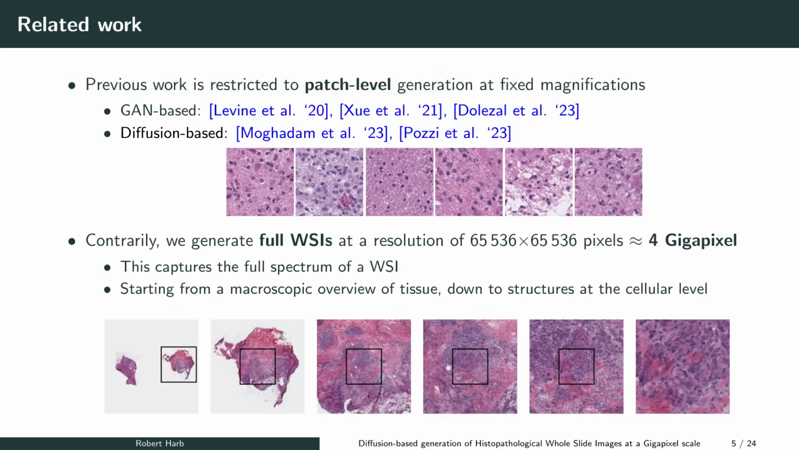be shared freely. Even though in the past many methods have been proposed that create synthetic data in histopathology, our work is the first deep learning based method that creates WSIs at the typically high resolutions. In particular, we create images with roughly 4 gigapixels.